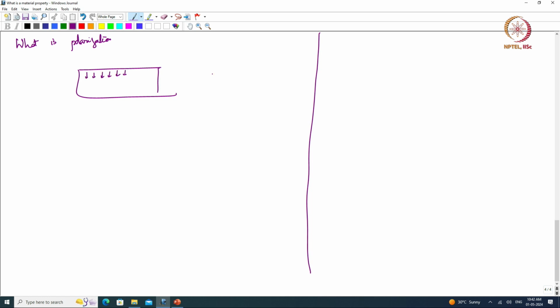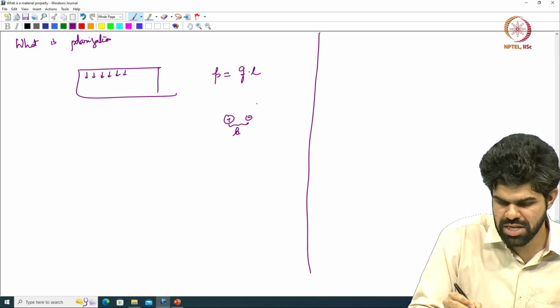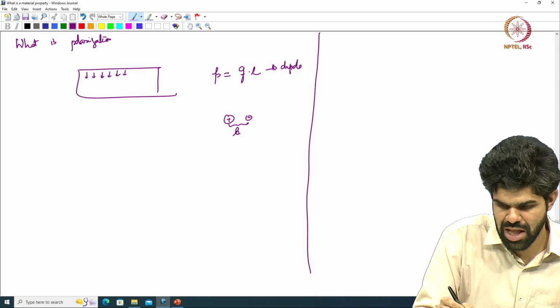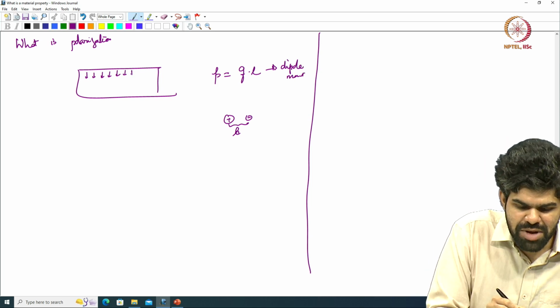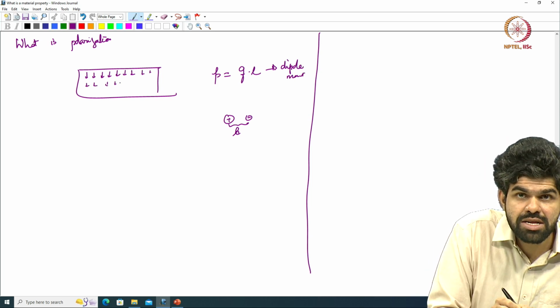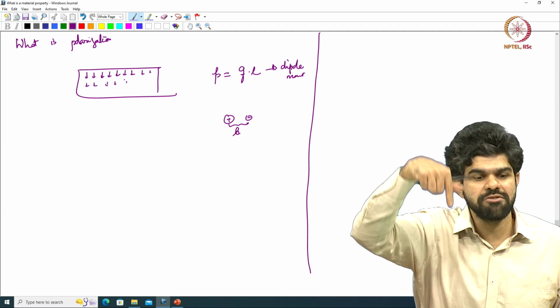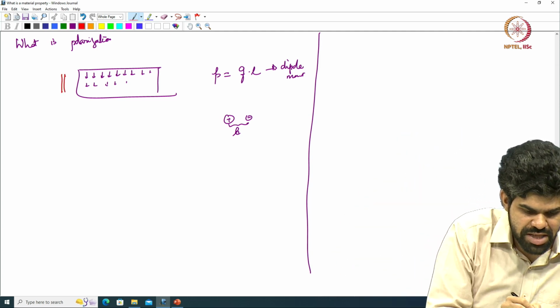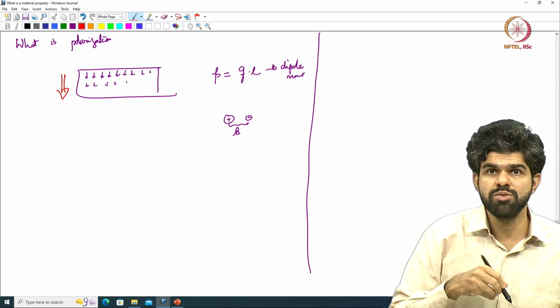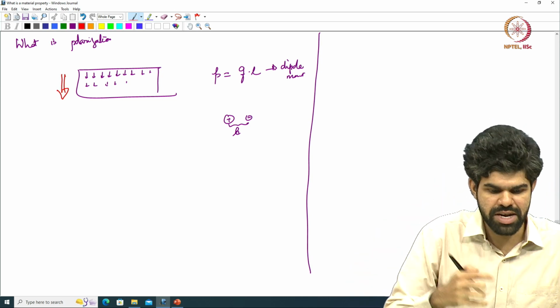Now, what is a dipole moment P? From basic physics, we know that the dipole moment is q times L: I have a positive and a negative charge, and I separate them by a distance L. So, q times L is my dipole moment. I am creating these little dipole moments in the material which follow the direction of the electric field. I have applied an electric field in this direction, and these dipole moments follow the electric field.